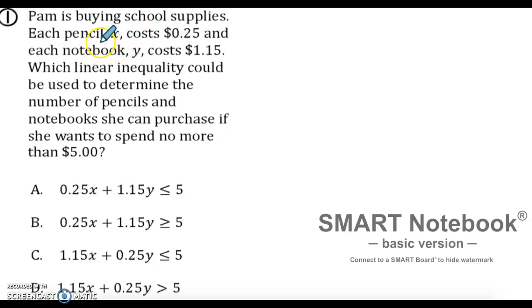Each pencil, which is represented by the variable X, costs 25 cents. So we know that somewhere in our linear inequality, we're going to have a 0.25 X. So I would write that down. That's what this is telling you. It's 25 cents per pencil, and we're representing pencils with the variable X.